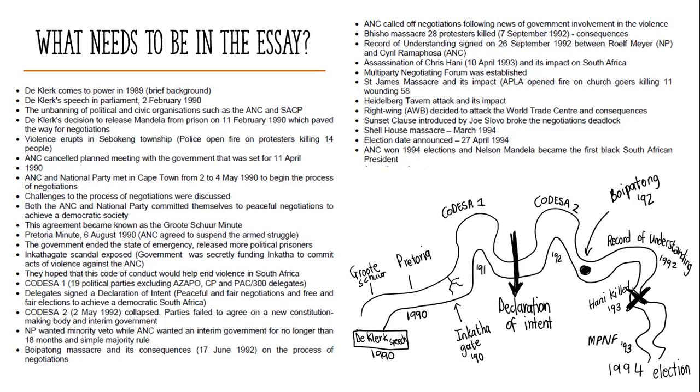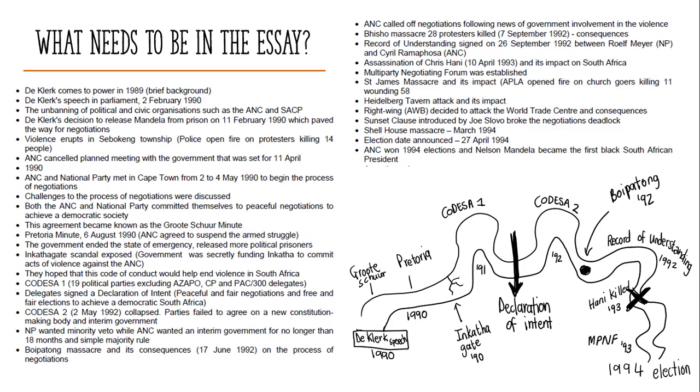And then you had the right wing, which is the AVF. They decided to attack the World Trade Center. So the World Trade Center was where they were having these negotiations. So attacking it was a deliberate attempt to kind of derail the negotiations. And it shows that there were a lot of very, very right-wing conservative white South Africans who were against negotiating with Black South Africans. And then that also leads to a negotiations deadlock, so nothing is moving again.